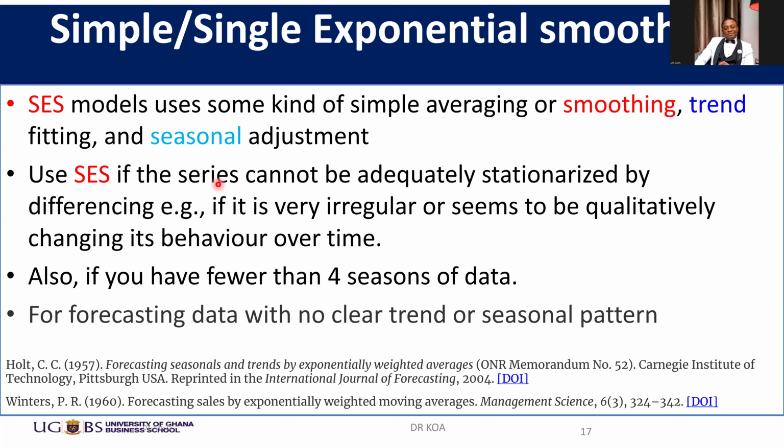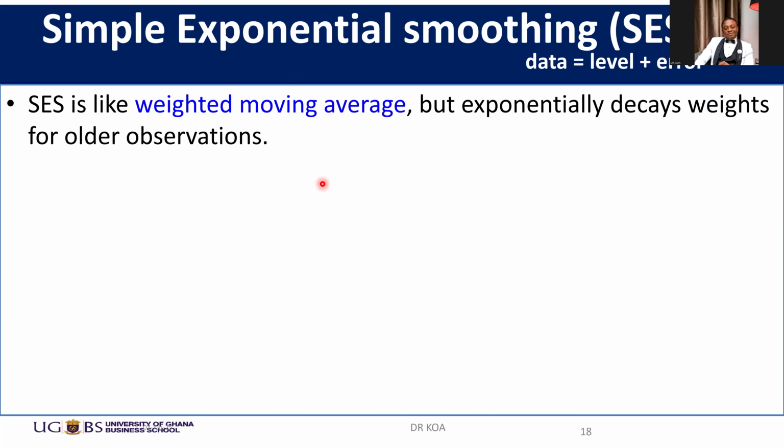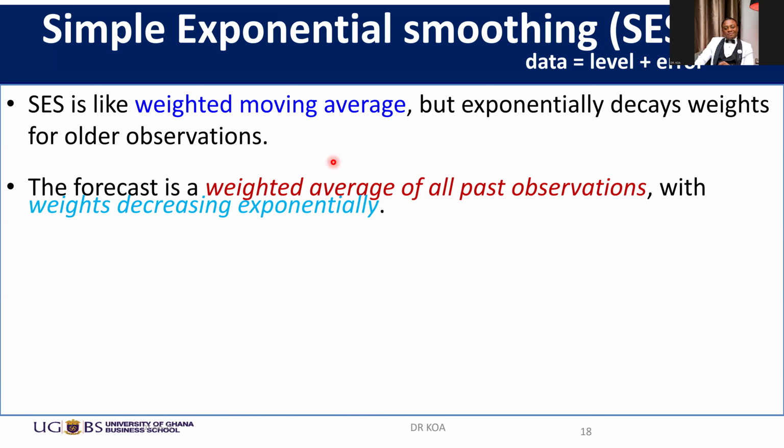Okay. But even though there are seasons, there is no clear season. Or let's put it this way, there's no clear seasonal pattern. Okay. And that is when this becomes useful. So single exponential smoothing is just like the weighted moving average. Okay. But the weight attached to them decays for observations that are very old.